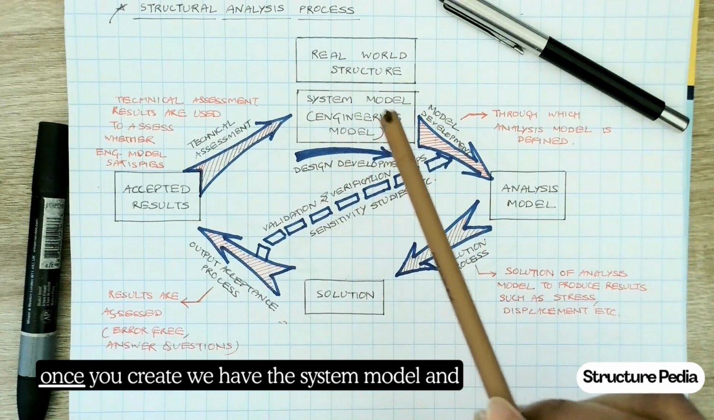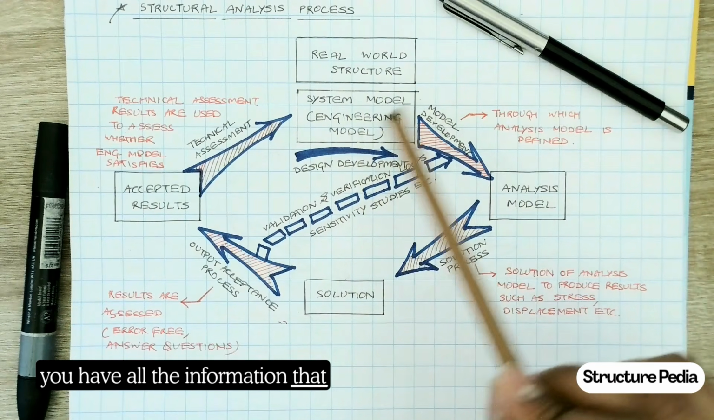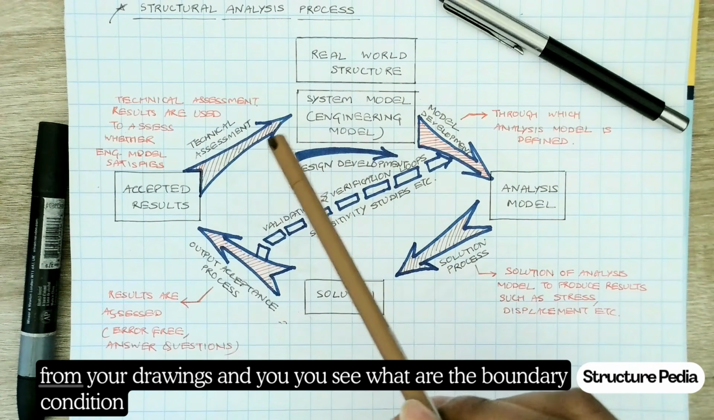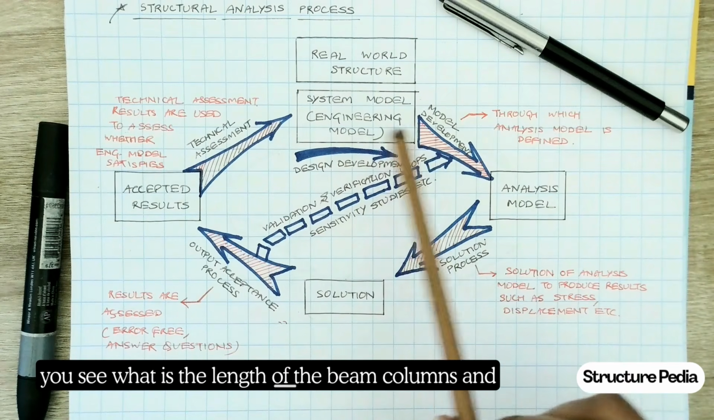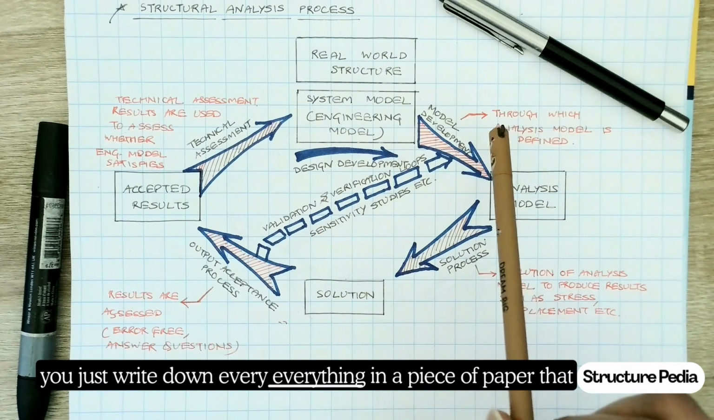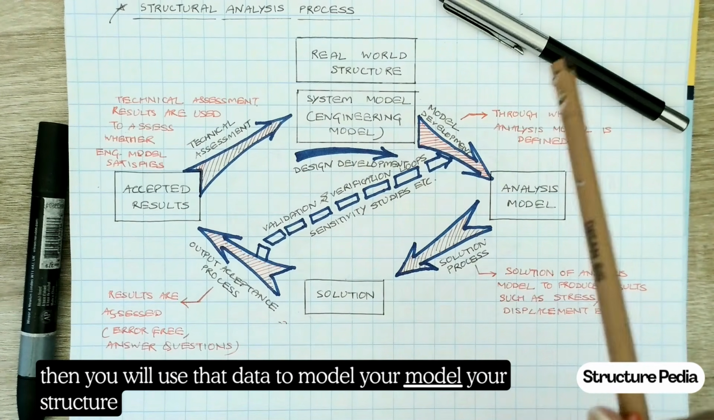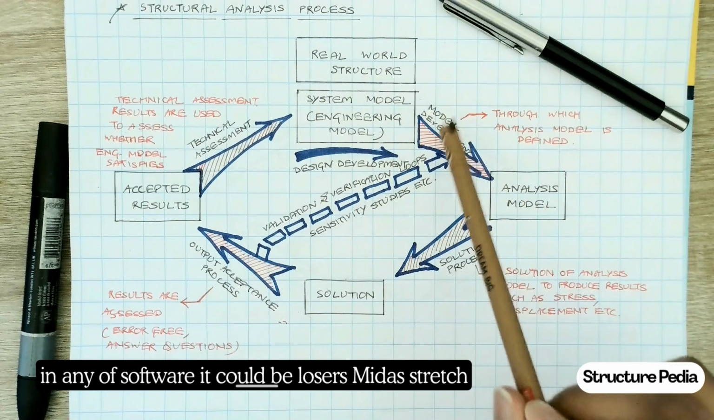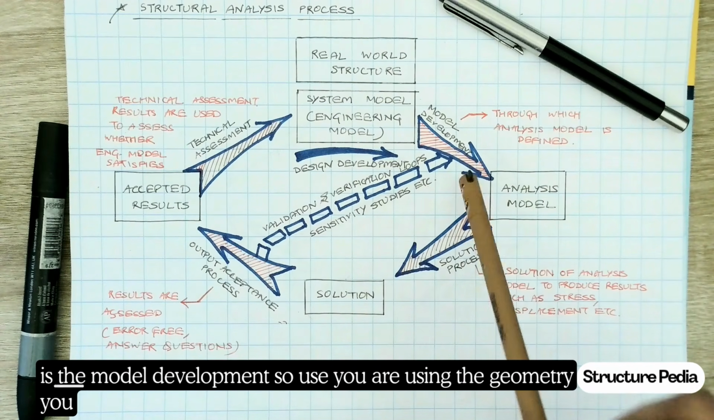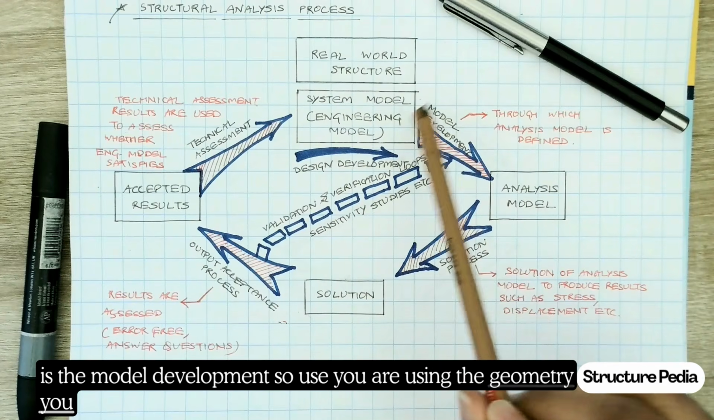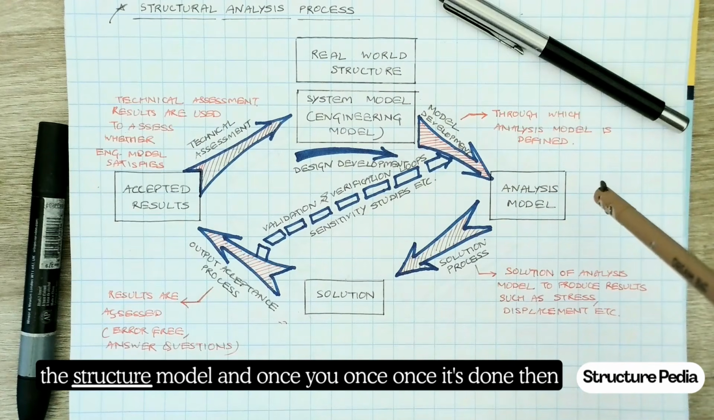Now, how we need to integrate all these things, we will understand what's going on here. Once you have the system model and all the information that you need for your design, you get the information from your drawings, you see what the boundary conditions are, you see the length of the beams and columns, and you write down everything on a piece of paper. Then you will use that data to model your structure in any software. It could be LUSAS, MIDAS, StaadPro, whatever software you would like to use. So that is the model development. You are using the geometry, the boundary conditions, everything, and you have defined it in the structural model.